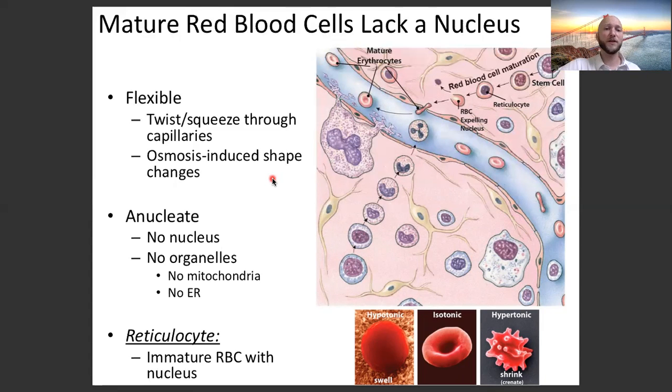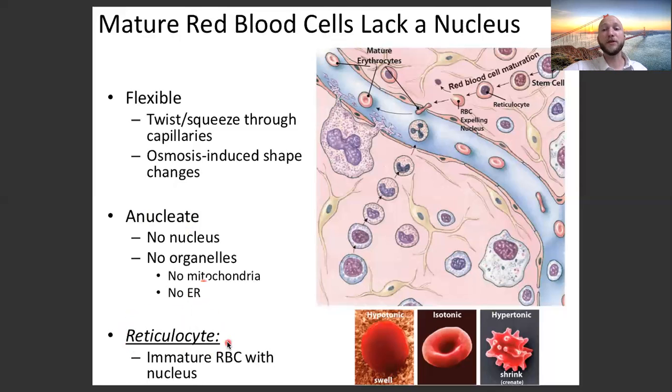Also, another thing you'll notice when we watch these videos or look under the microscope is that the capillaries are incredibly thin. They're wide enough for one red cell to slip through, and it's a tight fit. So it's really important that these erythrocytes are able to twist and squeeze through capillaries, and that they have this classic biconcave shape. No nucleus, no organelles, no mitochondria, no ER, endoplasmic reticulum, anucleate. They are sacs of hemoglobin.